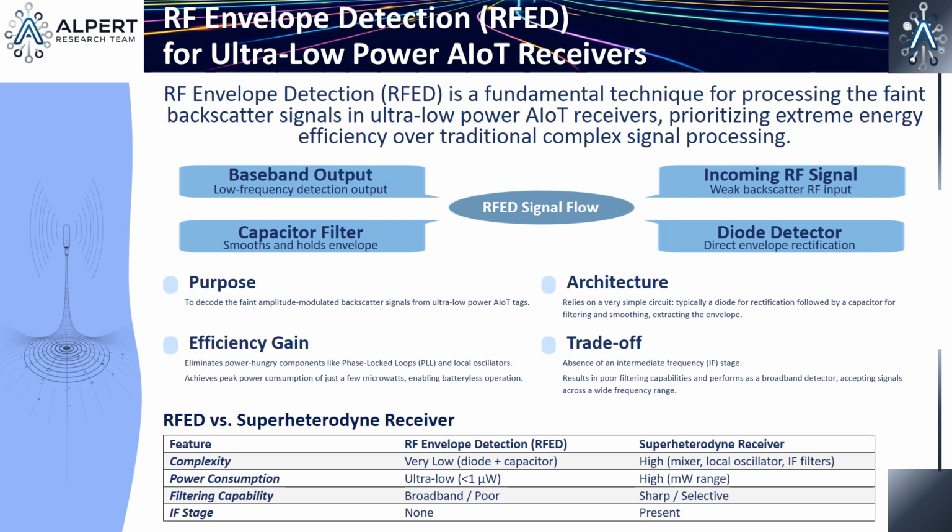So how does the reader, the base station or assist node, decode this incredibly faint reflected modulated signal? The lowest power architecture used in the tag's receiver side, if it even has a receiver, is RF envelope detection, or RFED. This is a major efficiency gain. RFED receivers simply detect the amplitude changes, the envelope of the received RF signal. They are extremely simple, relying on a diode and a capacitor, and crucially, they eliminate the need for power-hungry components like a phase-locked loop or a local oscillator, dropping power consumption down to just a few microwatts.